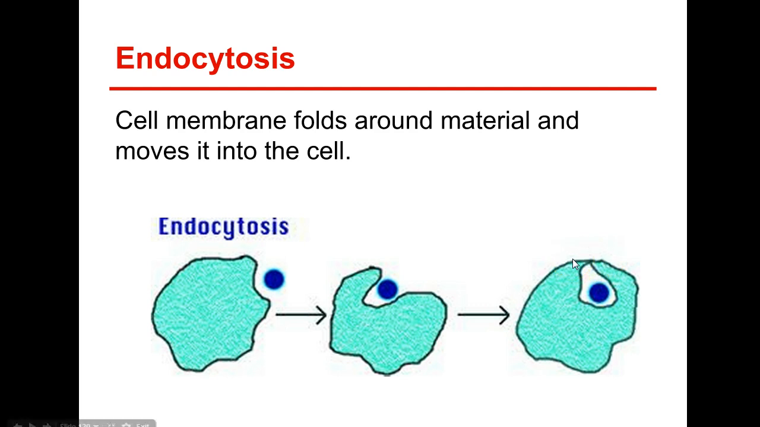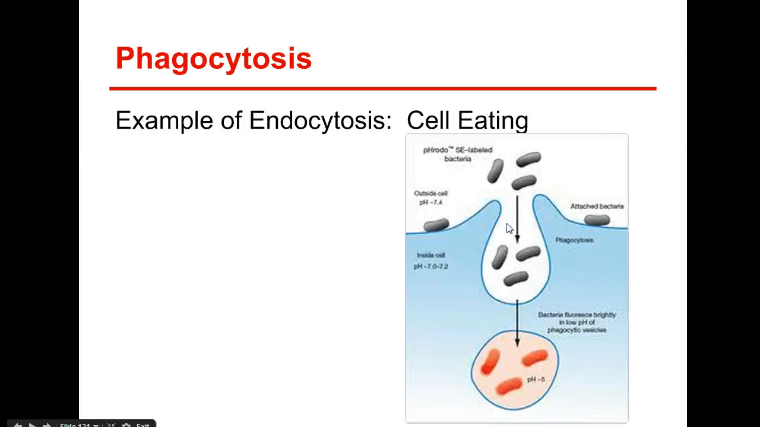Okay, endo means in, cyto means cell, endocytosis means to bring something into the cell. Okay, examples of that, first one's called phagocytosis, and that's where the cell eats. So phagocytosis, you guys, is a cell eating or bringing in solids. So you can see right here, here's a solid. The cell is going to wrap its membrane around this material that it wants to take in. Then it creates a little vesicle or a wall around it, and then it'll seal up the outside again.